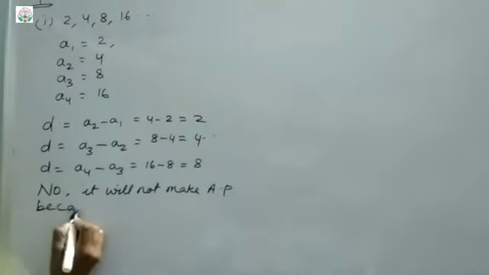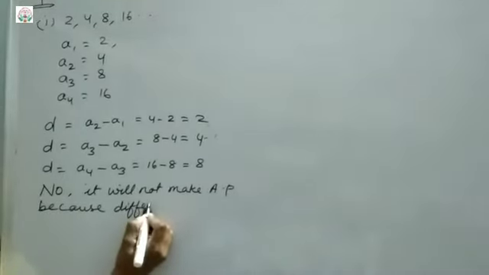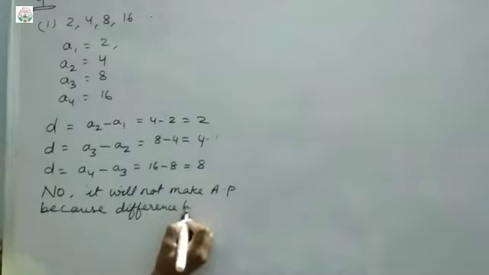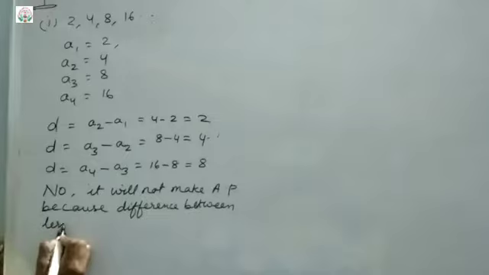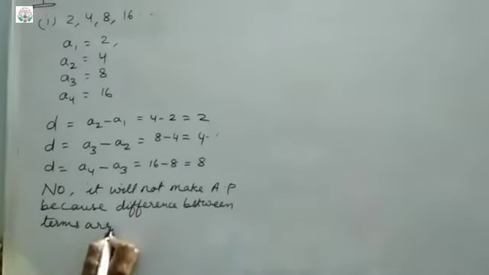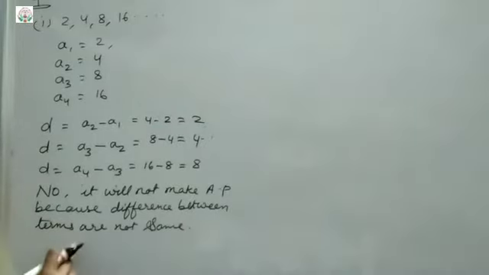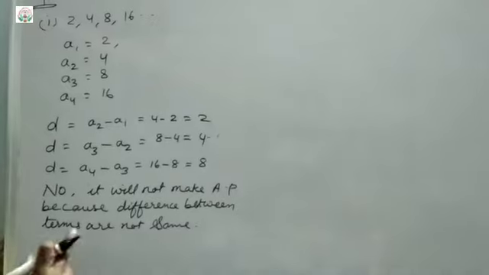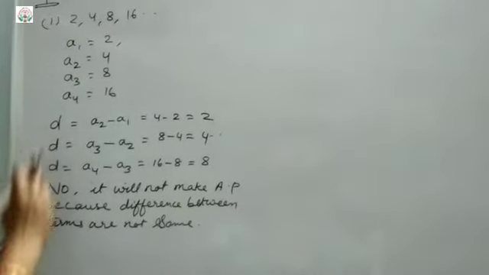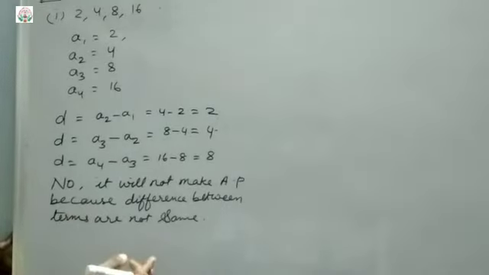because the common difference between the terms is not the same. If it is not in AP, there is no need to find 3 more terms. In the question it is given that if the sequence is in AP, then you have to find the 3 more terms. So in this case, no need to go for it.